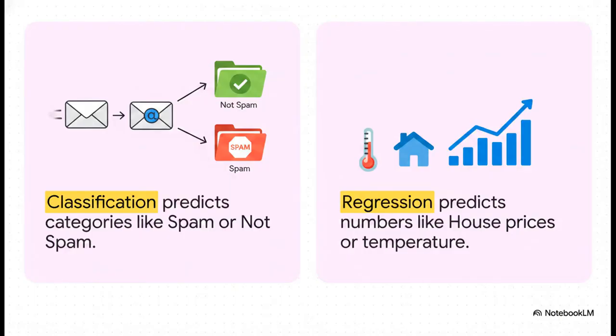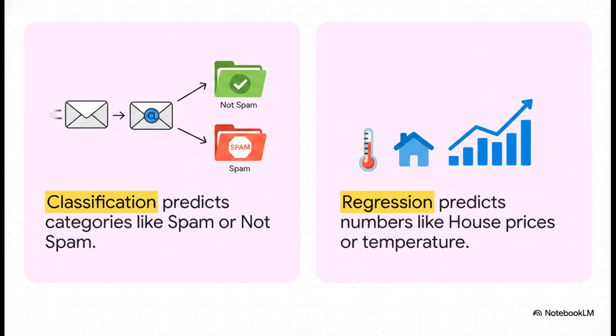Let's look at Part 4, two types of learning. Now, what's really interesting about this slide is how the process splits depending on what we actually want to predict. It breaks down into two fundamental types. On the left is classification. This is when the machine predicts distinct categories. For example, looking at an incoming email and deciding, is this spam or not spam? There's no in-between number, it just goes straight into a bucket.